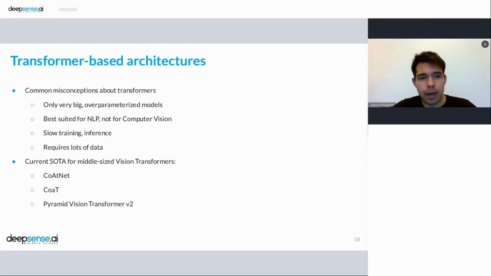And you can find very optimized, very small transformers for vision. There are different architectures, and I have listed 3 of them that are currently state-of-the-art. And they are middle-sized, so you can use them in your project if you want to. So these are CoAtNet, which I have used extensively in my experiments, but there's also something called CoaT and Pyramid Vision Transformer version 2. So if you're wondering what vision transformer you want to use in your project in 2022, I would recommend those 3 different architectures.